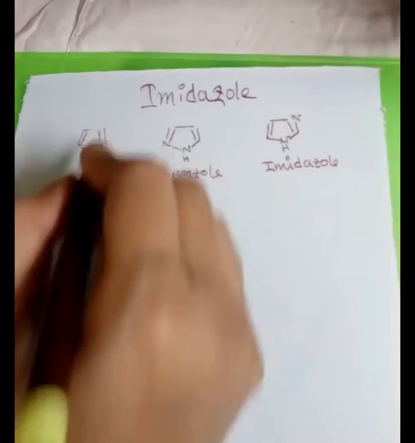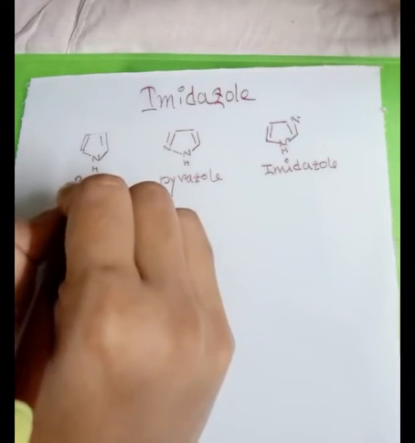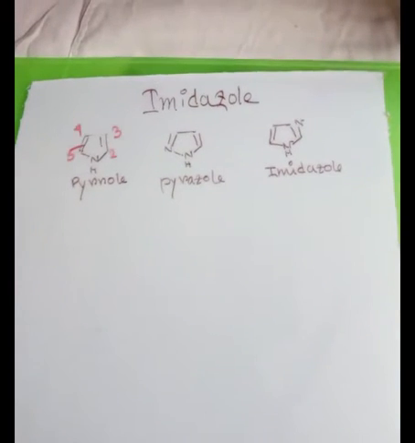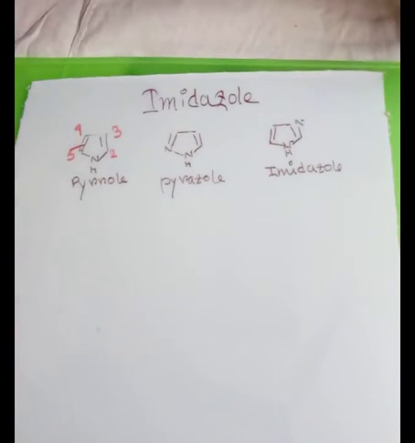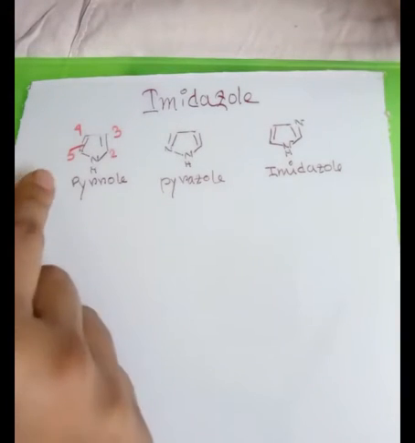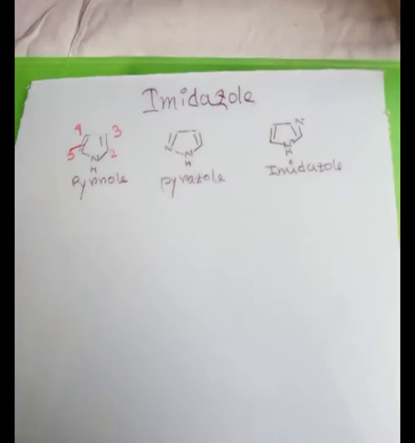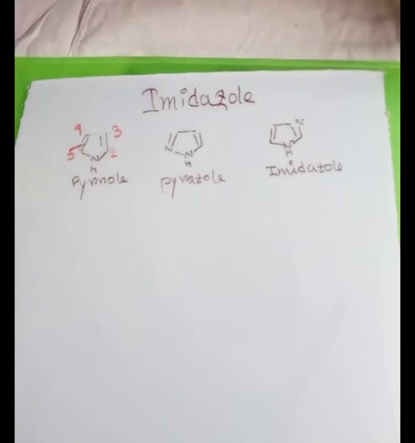Now this is in pyrrole. This is C2 position, C3 position, C4 and C5 position. So we can add nitrogen at C5 or C2 position and C3 or C4 position. Pyrrole, pyrazole, imidazole, their basicity and acidity is different.